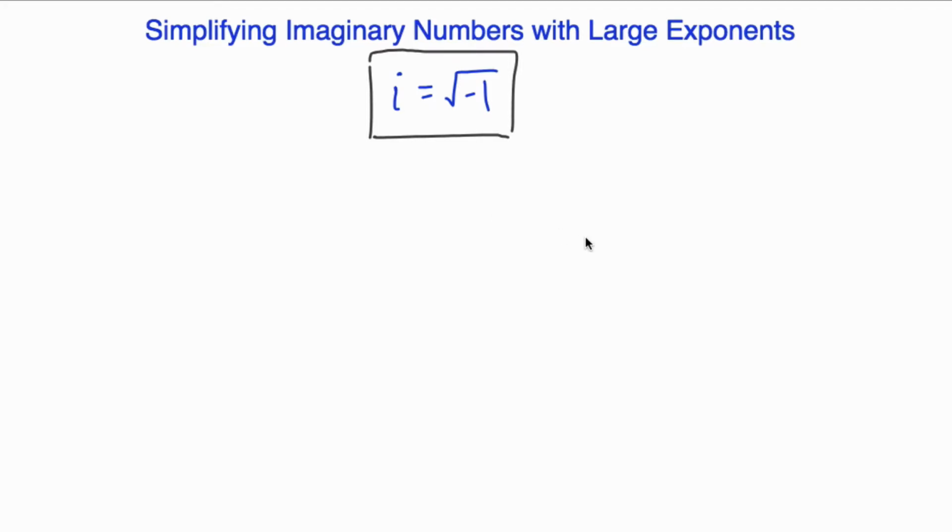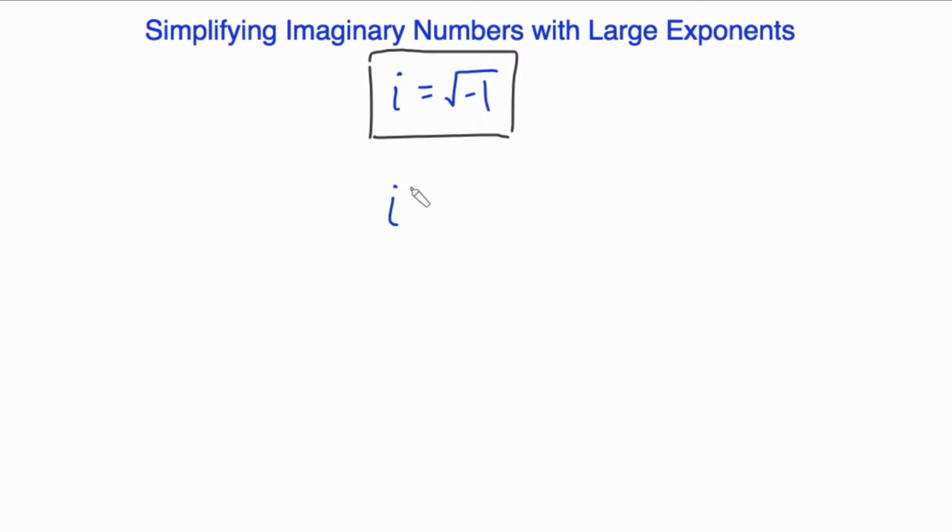I am Katie. Today we're going to learn how to simplify imaginary numbers with large exponents. So the imaginary number i equals the square root of -1. That's our definition. Before we get into the large exponents, let's do a couple small exponents first just to get the hang of it.